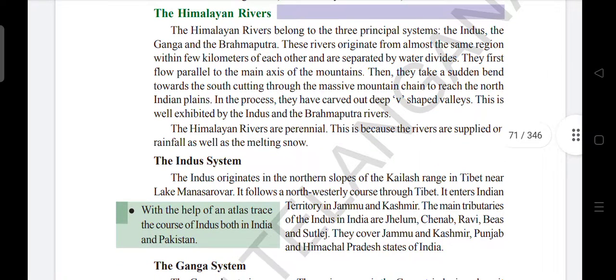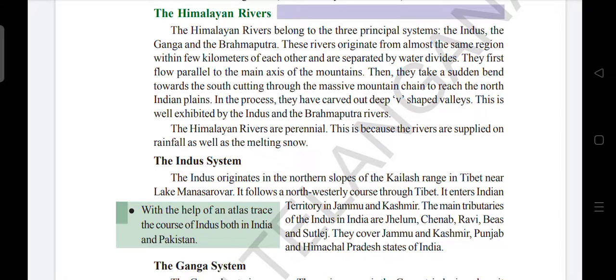Next is the Indus system. The Indus system originates in the northern slopes of the Kailash range in Tibet near Lake Manasarovar. It flows in a northwesterly course through Tibet. It enters Indian territory in Jammu and Kashmir. The main tributaries of Indus in India are Jhelum, Chenab, Ravi, Beas, and Satluj. They cover Jammu and Kashmir, Punjab, and Himachal Pradesh states of India.